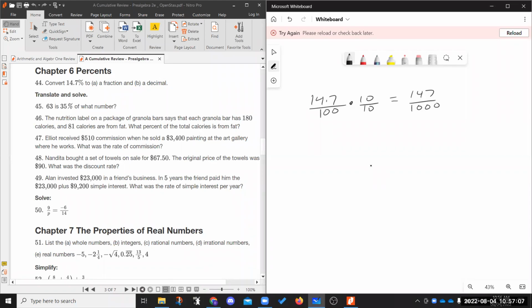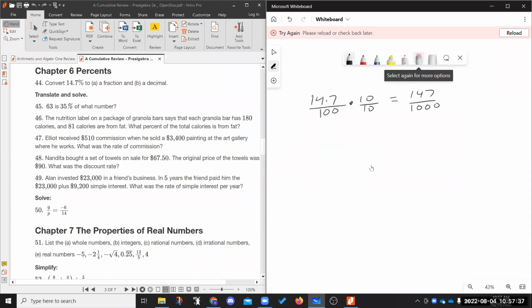There are no common factors. Let's prove that to ourselves though. This is 7 times 7 times 3 in the numerator, and the denominator is 10 to the third, so it's 2 to the third times 5 to the third. So I see no common factors. All right.